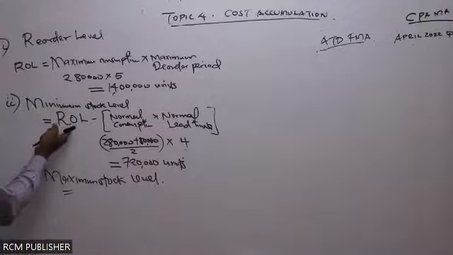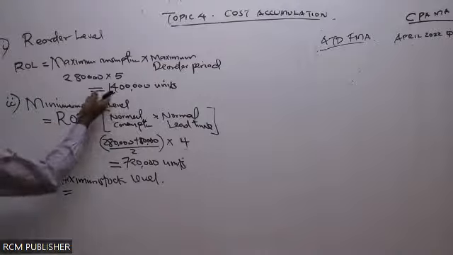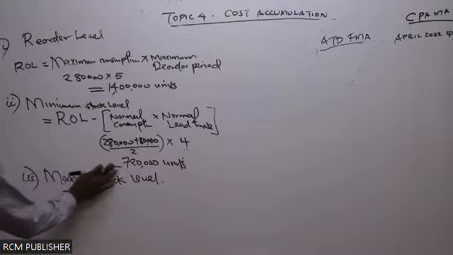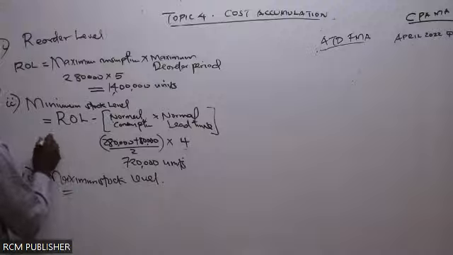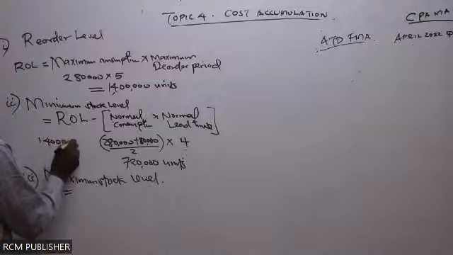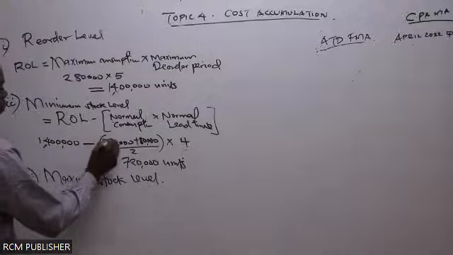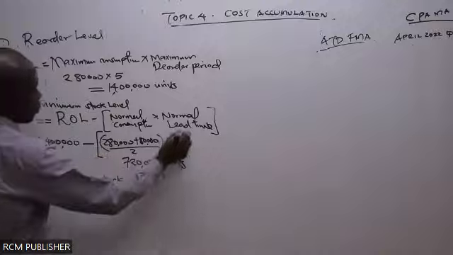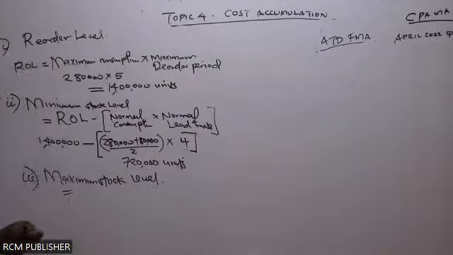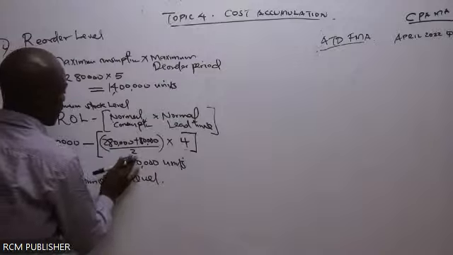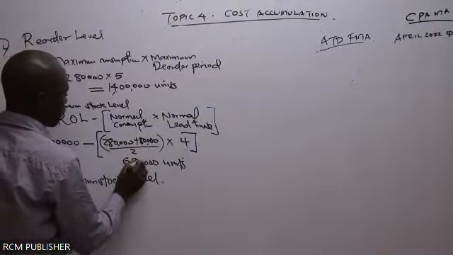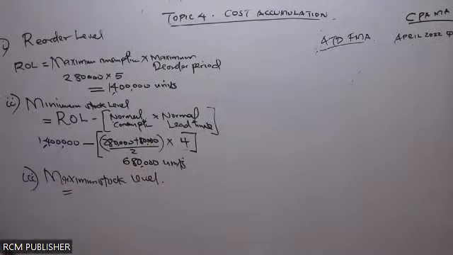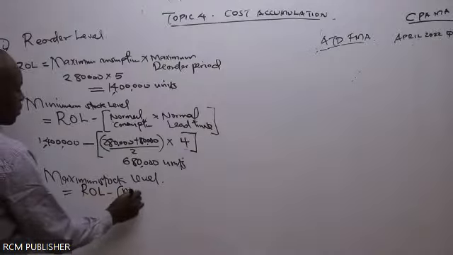Oh, there's something here which we are leaving: 1,400,000. Thank you. This one here is 1,400,000. Then we subtract all these workings. So what are we going to have? It should be 680,000.